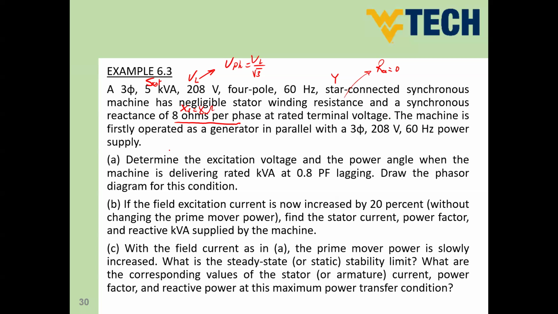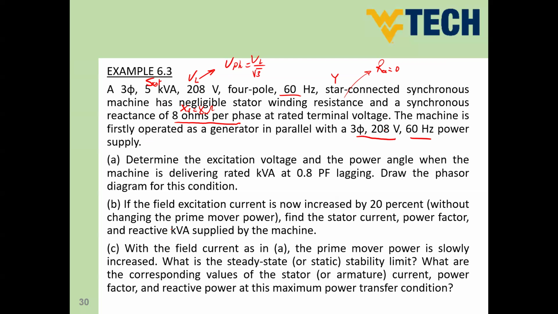The machine is firstly operated as a generator in parallel with a three-phase 208 volt, 60 hertz power supply. So this means this synchronous machine is connected to a grid of three-phase 208 volts, the same RMS value. We cannot synchronize the machine to another value. 60 hertz has to be the same value as well. And the machine is connected in parallel to that source.